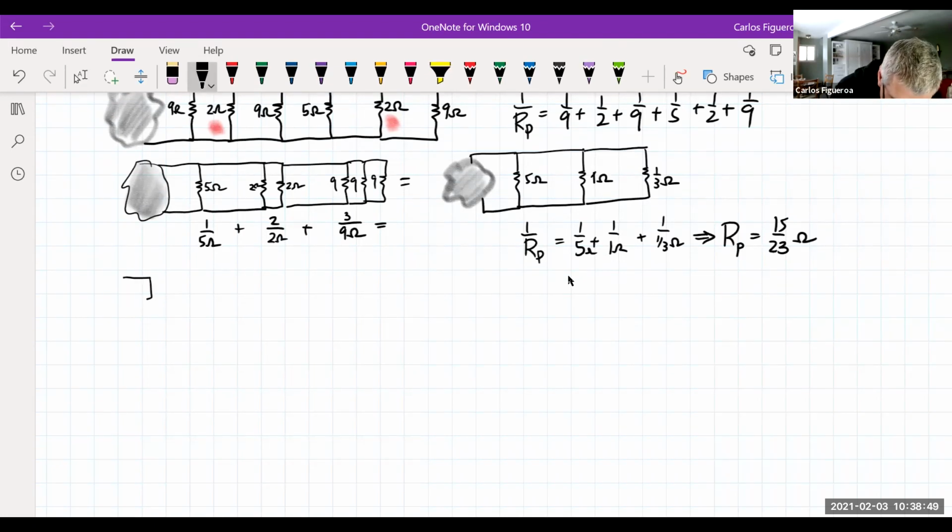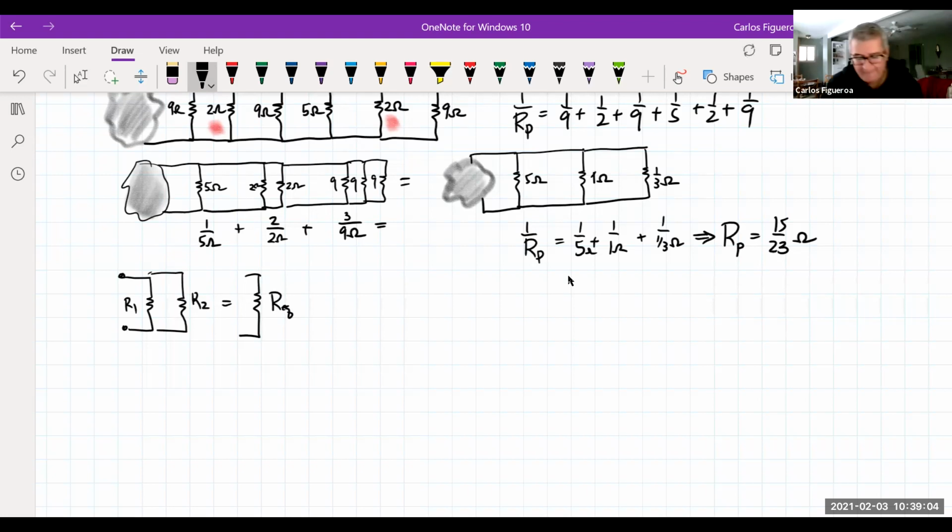So I have 2 resistors in parallel. So this is R1, this is R2. And what I'm interested in here is that I want to calculate the equivalent resistance of these 2 resistors here. Now, here's the thing.